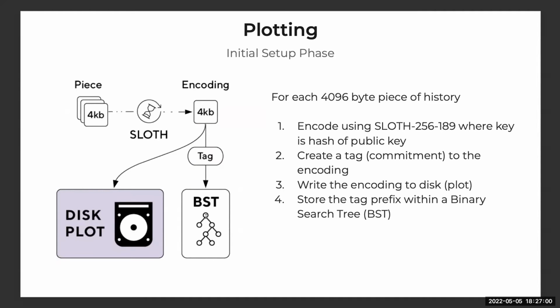So the first part is the plotting phase. We take the blockchain history, we actually slice it up. We have a special way that we put it into these constant size pieces of the history. We encode those using an algorithm called Sloth.